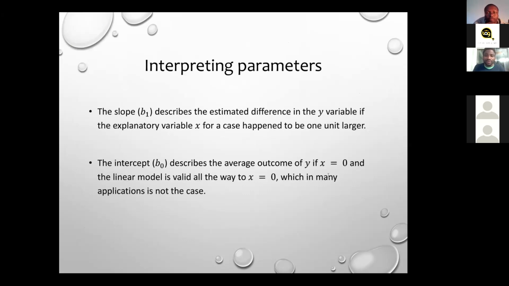And B0 describes the average outcome of y if x is equal to 0, assuming the linear model is valid all the way to x equal to 0. Which in many applications is not the case. So you need to be careful about B0. Sometimes it doesn't even make sense to have a B0.